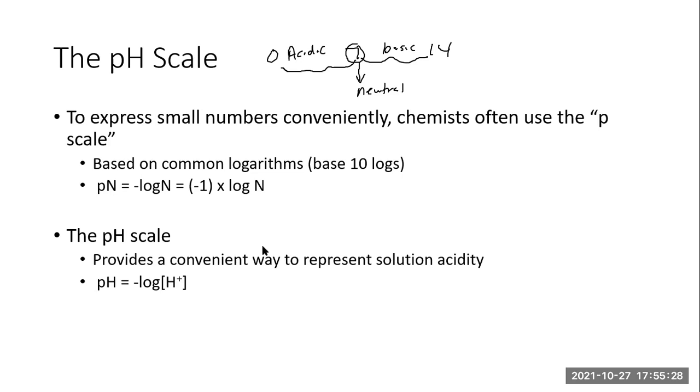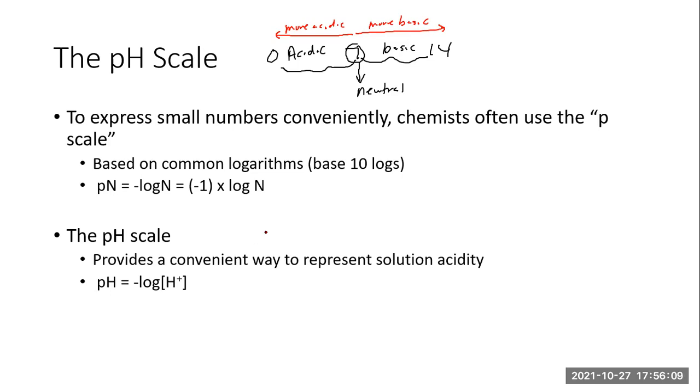And as you go from 7 down towards 0, we are becoming more acidic. More acidic. And as we go from 7 towards 14, it becomes more basic. And again, 0 through 14 is basically what we look for in terms of acidic, basic, or neutral.